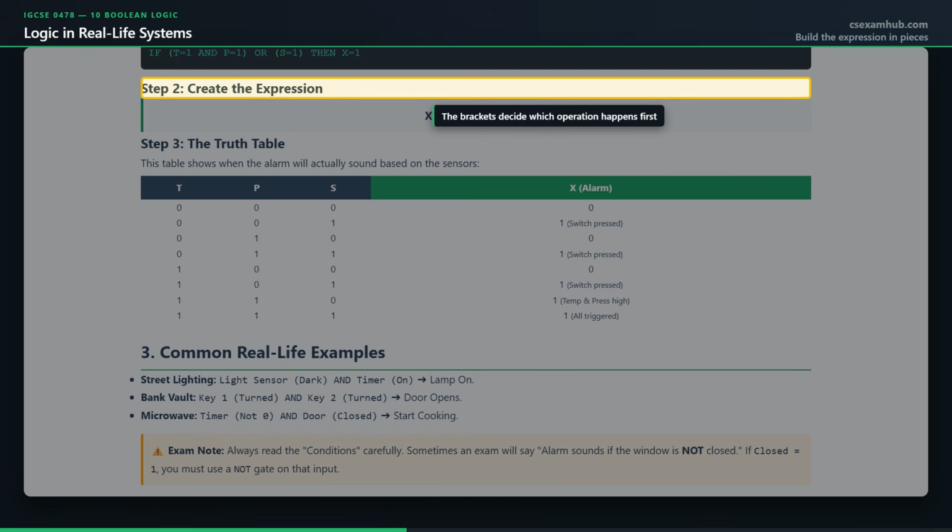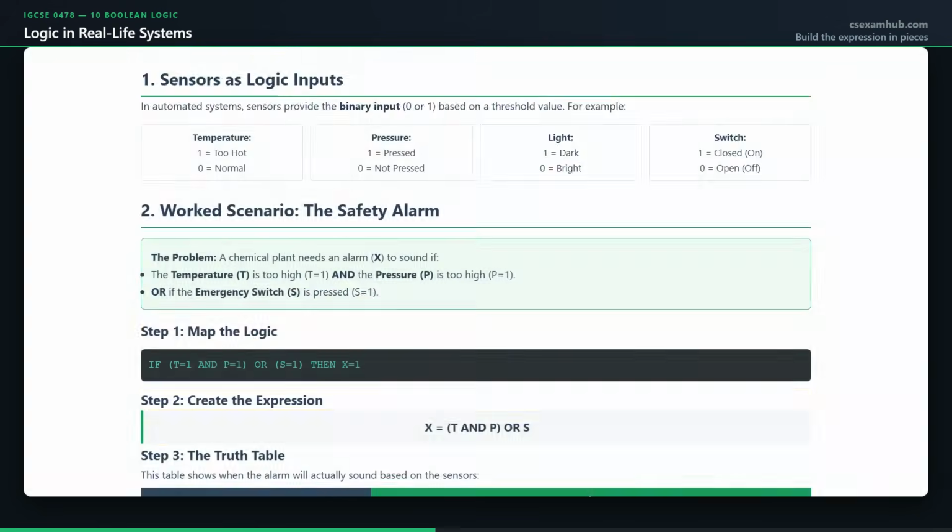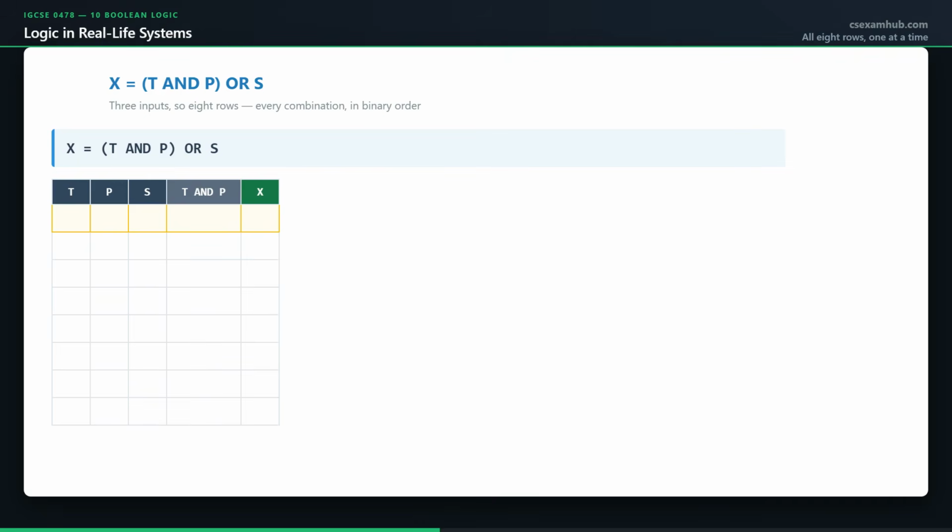Without them, you could read the expression as T AND bracket P OR S bracket, which is a completely different circuit that would sound the alarm when the temperature is high and the switch is pressed, but the pressure is fine. Brackets are not decoration here. Step 3 is the truth table, and this is where marks are most often dropped.